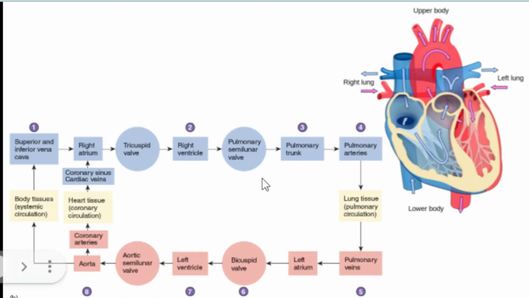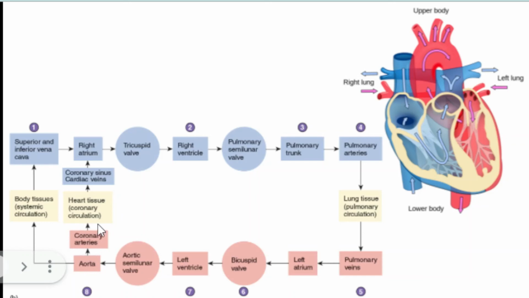After it goes to the aorta, there can be two pathways. First, it will be brought to the rest of the body tissues in order for systemic circulation to happen. And then, after the tissues have already consumed the oxygen in the blood, it will again be collected by your superior and inferior vena cava. That's the first pathway. The second pathway is for the blood to enter the coronary arteries.